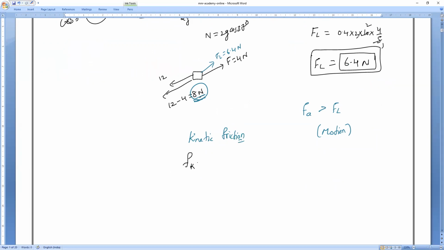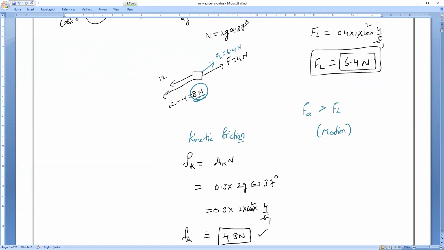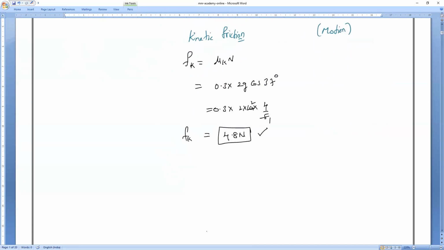So what is the kinetic friction formula? Fk is equal to mu k into N. Mu k value is 0.3. N value is how much? It is mg cos 37. So it is equal to 0.3 into 2 into g value 10, into cos 37. Cos 37 value is how much? 4 by 5. Which is equal to 0.6 into 8. How much is the answer? 4.8. So what is the kinetic friction value? Everybody, 4.8 newtons. Understanding?